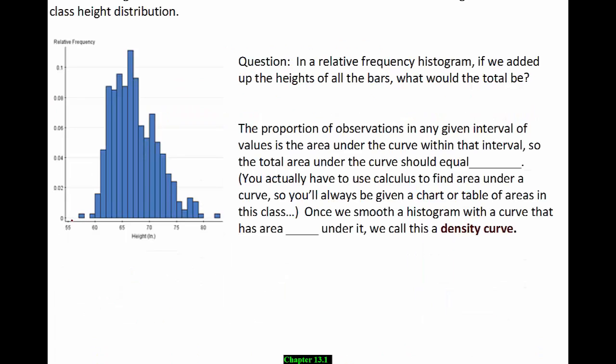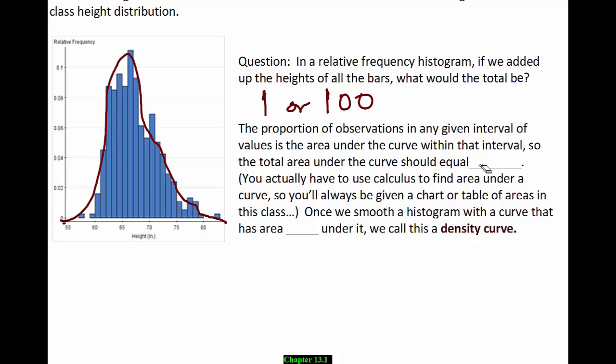So let's go ahead and picture what it would look like to draw a smooth curve to describe our class height distribution. It could look something like that. And I would imagine if we measured with lots of accuracy, it would get smoother and smoother. In a relative frequency histogram, if we added up the heights of all the bars, what would the total be? Again, it's 1 or 100%. The proportion of observations in any given interval of values is the area under the curve within that interval. So the total area under the curve should equal 1 if we're putting it on the decimal scale or the fraction scale.